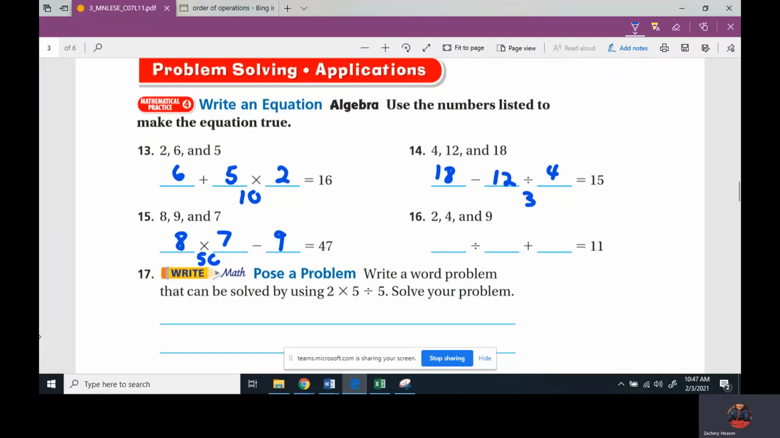Now this one we got to divide first. So there's only 2 numbers here we can divide, because 2 can't divide by 9 and you can't divide 4 by 9. So we're going to divide 4. Remember, the biggest number always goes first when dividing, like we did here. We can't put 4 here and do 4 divided by 12. It's 12 divided by 4. So 4 divided by 2 is 2, and 2 plus 9 make 11.